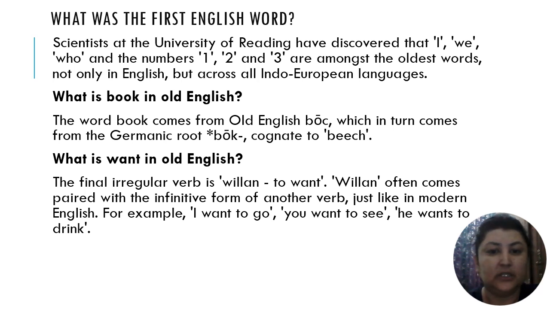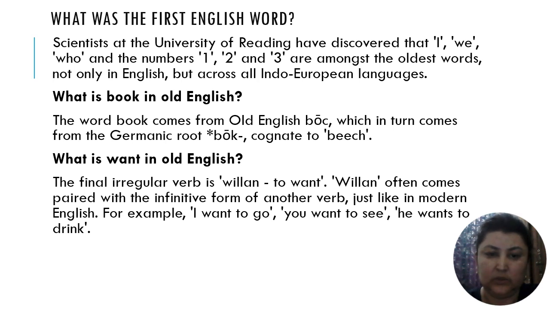What was the first English word? Scientists at the University of Reading have discovered that I, we, who, and the numbers 1, 2, and 3 are amongst the oldest words, not only in English, but across all European languages.